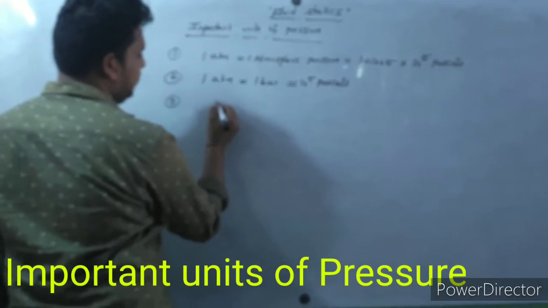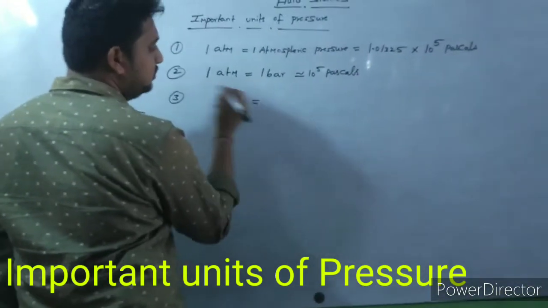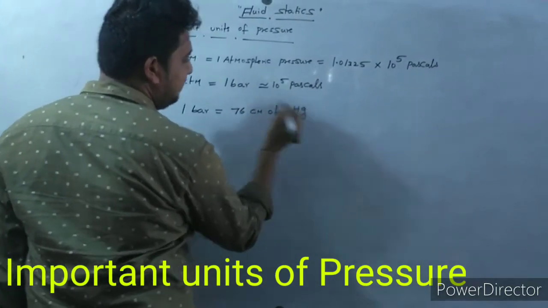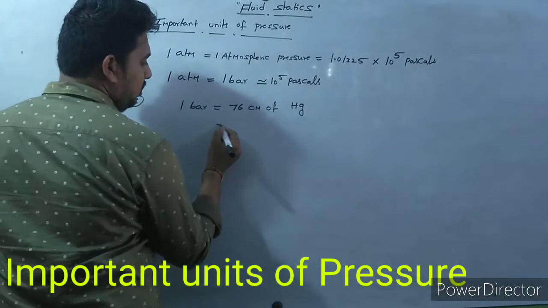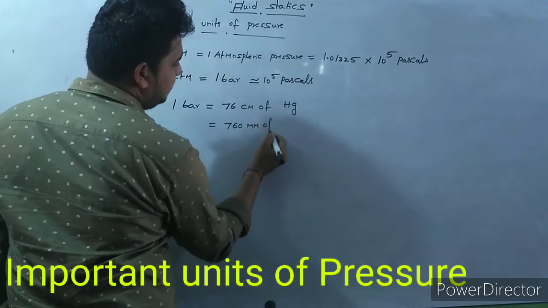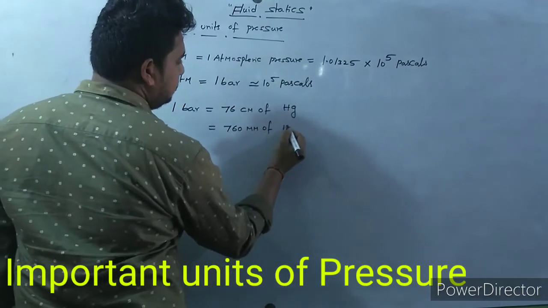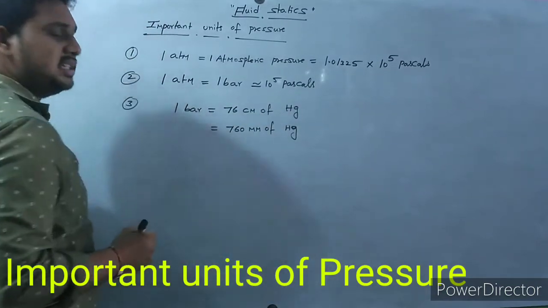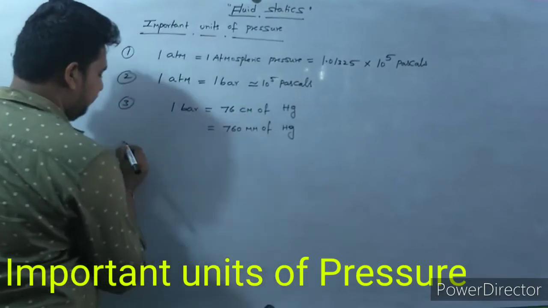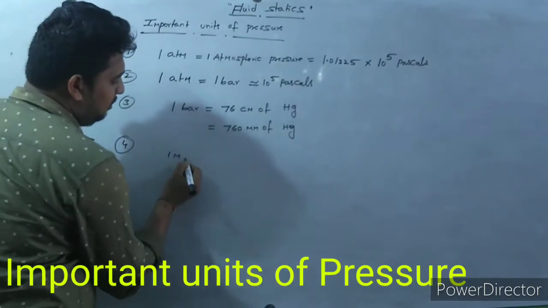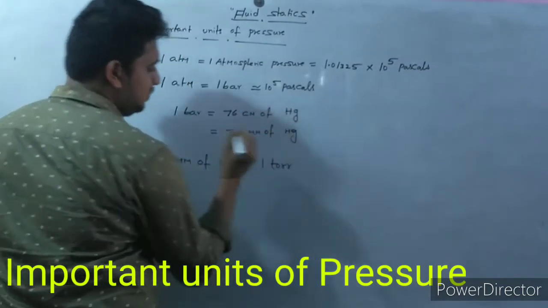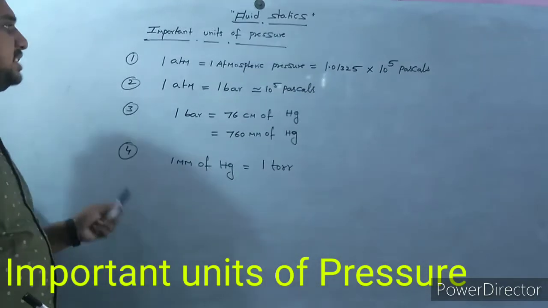This is very important. 1 bar is equal to 76 centimeters of Hg, or 760 mm of Hg. Okay. So here the fourth unit is 1 mm of Hg is equal to 1 torr. So, these are the special units.